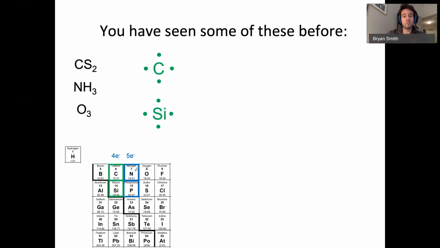Whether we have nitrogen or phosphorus, they're both going to have 5 valence electrons. So their structure is going to look exactly the same. It's just going to be N instead of P. So NH3 would be the same as PH3.